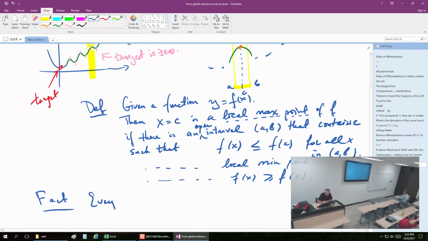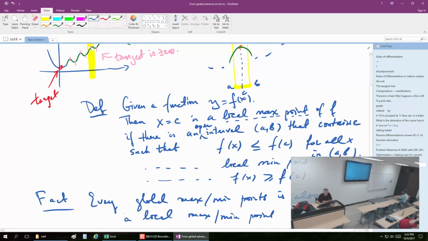So every global maximum or minimum point is also a local maximum or minimum point. So the point is that we collect all the local ones, and then pick and choose the biggest one.